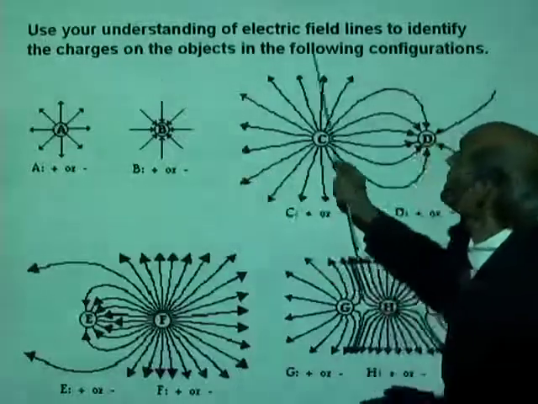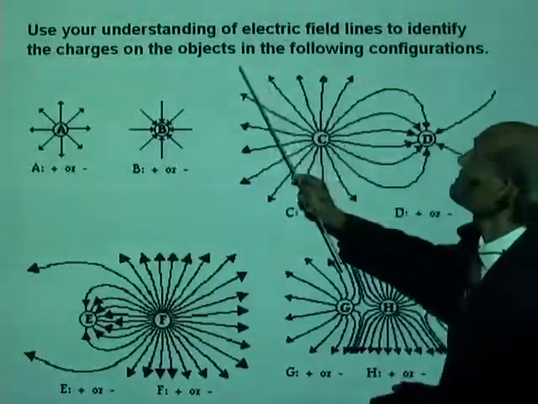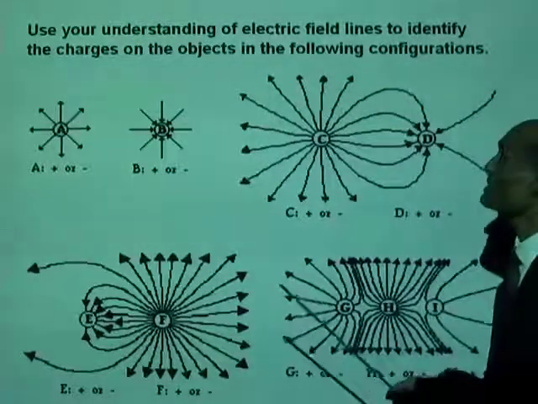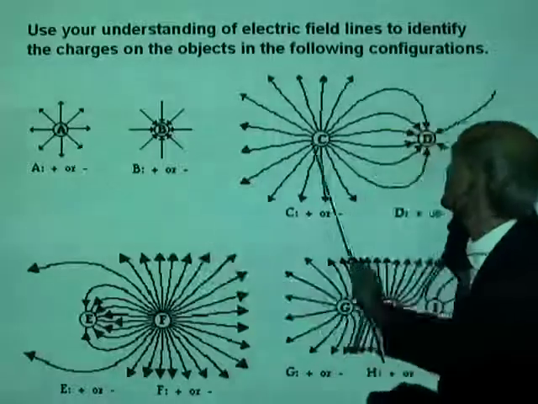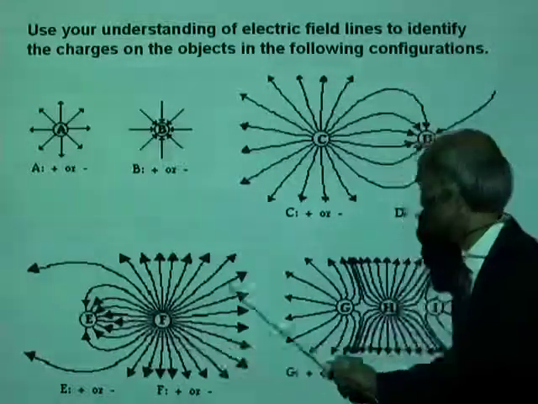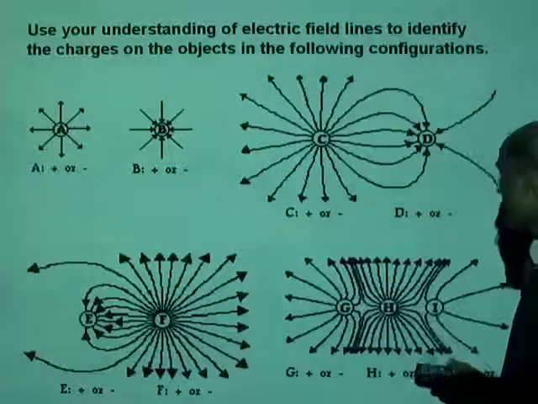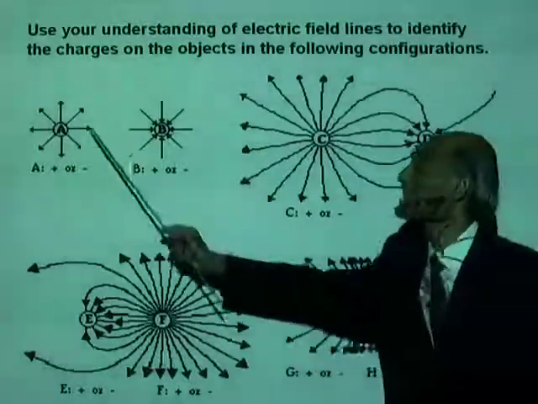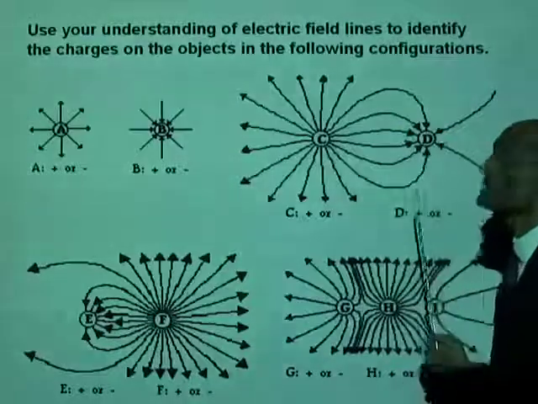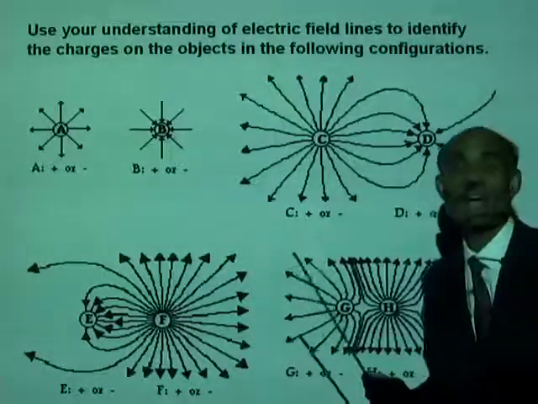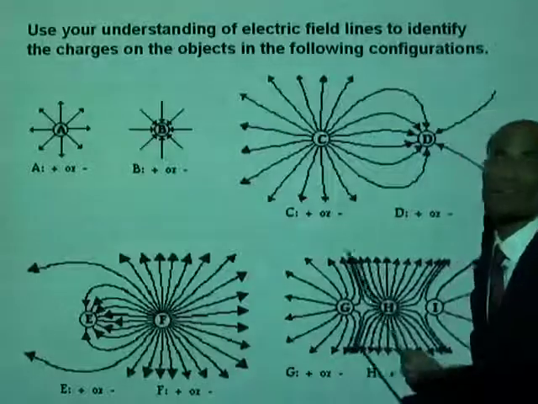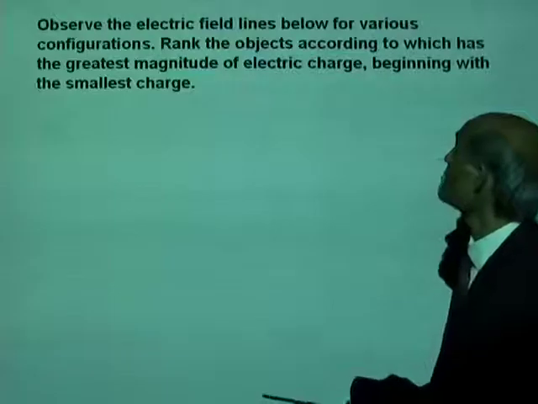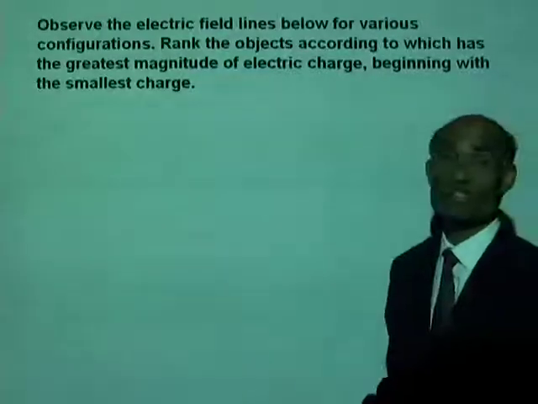Use your understanding of electric field lines to identify the charges on the objects in the following configuration. You have A, B, C, D, E, F, G, H, I. You need to identify the type of charge carried by each of these charged objects by looking at the field configuration. And finally, observe the electric field lines below for various configurations.